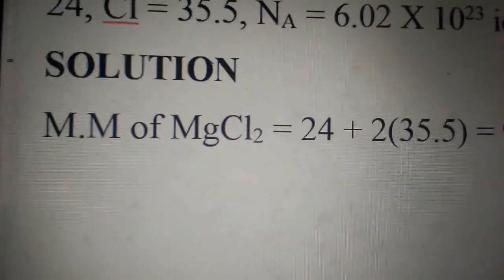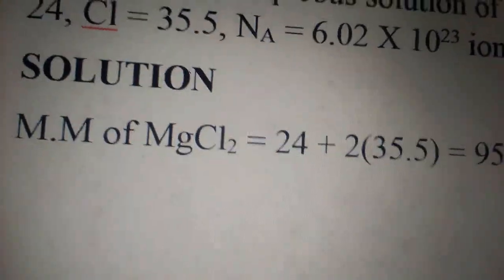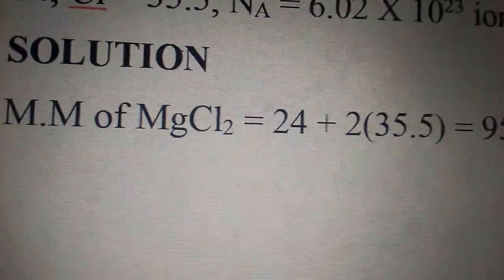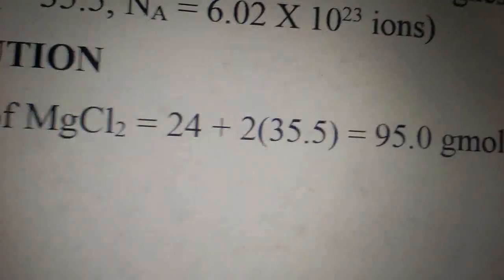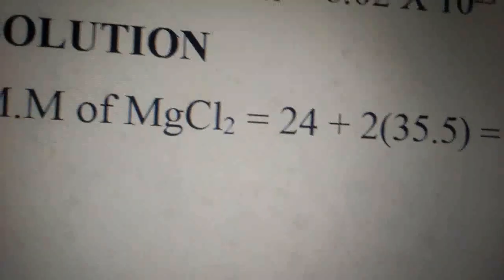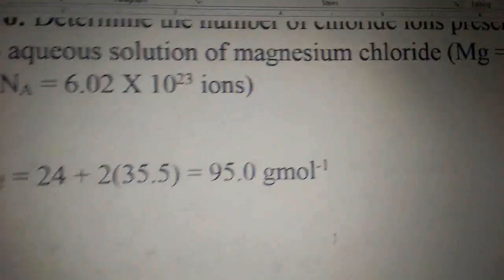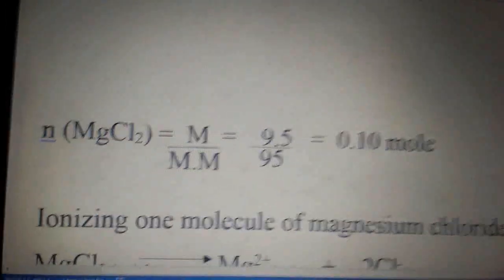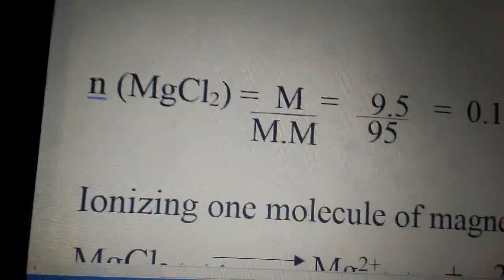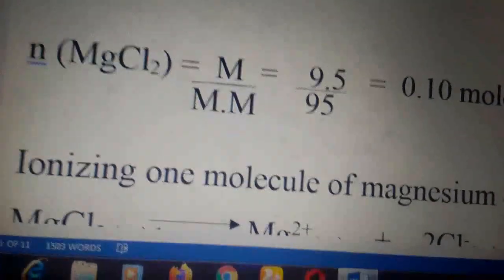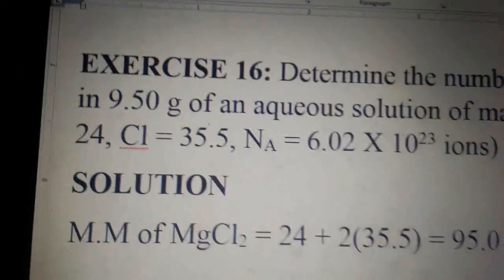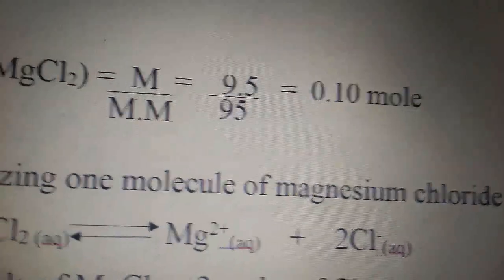So for this magnesium chloride, we get the molar mass so that I can find the number of moles. The molecular mass of magnesium chloride, using the atomic masses in brackets, magnesium 24, chlorine 35.5 times 2, because of 2 atoms here, gives us 95.0 gram per mole. This is the molar mass of magnesium chloride. Then you find the number of moles of the compound using mass over molar mass. The mass of the substance given to us is 9.5. Dividing 9.5 by 95, you have 0.10 mole of the substance.